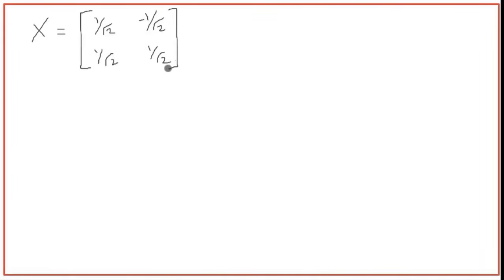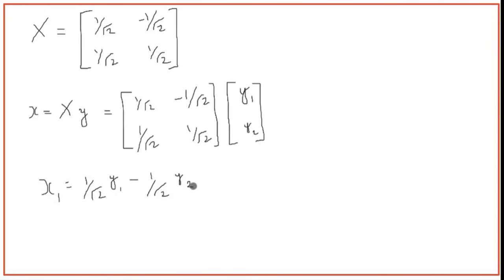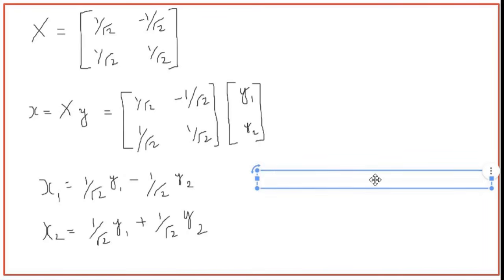Small x is equal to capital X times small y, which is equal to the matrix with rows 1 by root 2, minus 1 by root 2, and 1 by root 2, 1 by root 2, multiplied by y1, y2. If you do the matrix multiplication, you will get x1 is equal to 1 by root 2 y1 minus 1 by root 2 y2, and x2 is equal to 1 by root 2 y1 plus 1 by root 2 y2. So this gives us the direction of our principal axis. Now we have to find out the rotation.